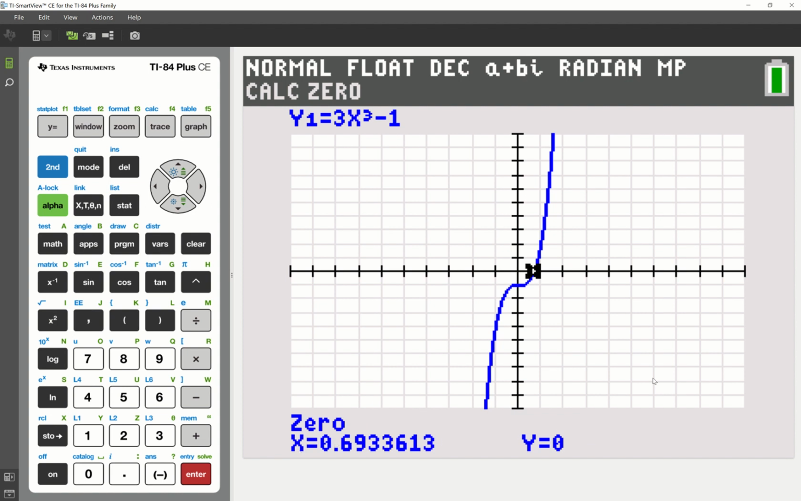So here it turns out to be a little bit of a decimal as my x-coordinate with 0 as the y-coordinate, but keep in mind that an x-intercept is always going to have 0 as its y-coordinate. So we know we got the answer right here.